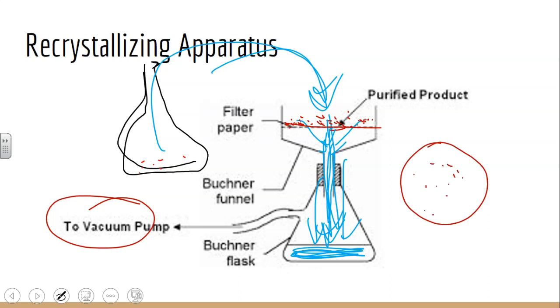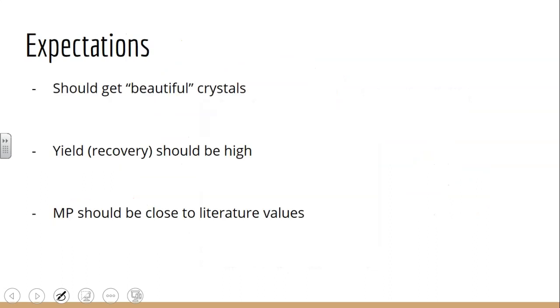and we need to let it air dry. So you'll put that filter paper on a watch glass and let it air dry over some amount of time. And then eventually air drying will cause those crystals to form and be dry, and then you're ready to do melting point to test how good your recrystallization was.